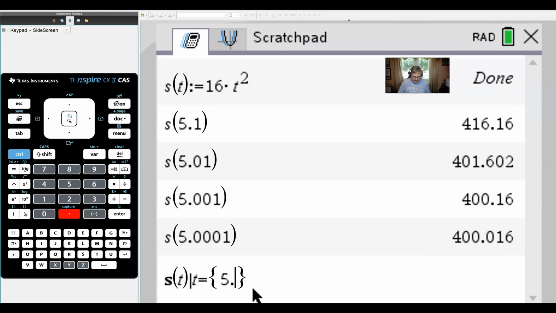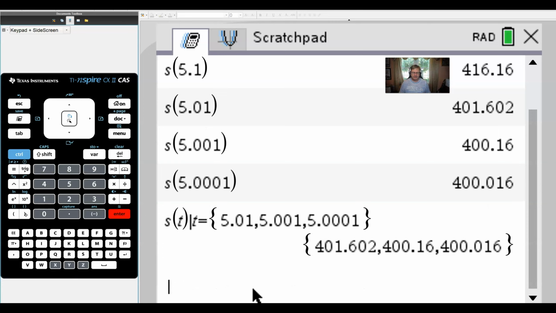And now I can type 5.01, comma, 5.001, comma, 5.0001. Basically, separate as many values as you want to plug in with commas, and it'll give you those same exact answers. This time, of course, they're going to be arranged respective to the order that you had placed them in.